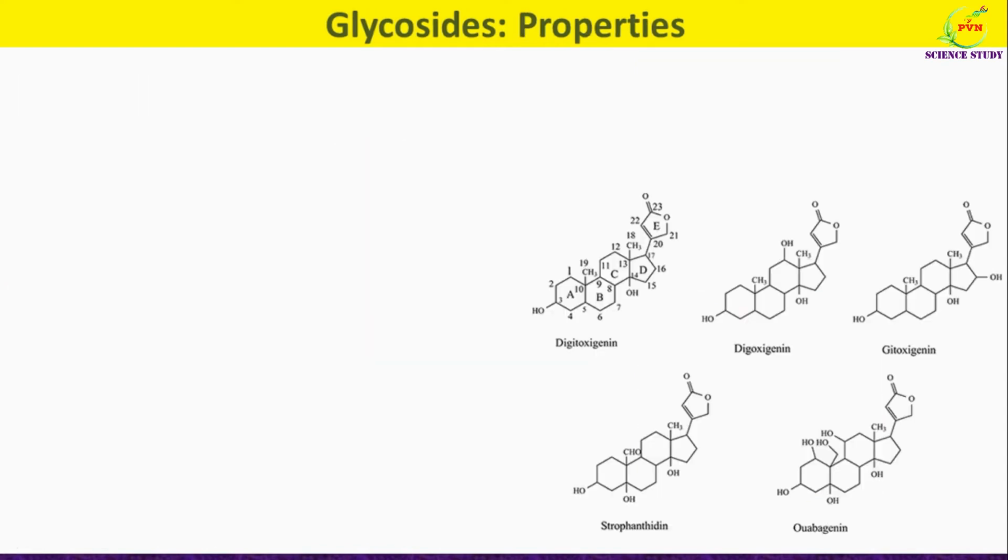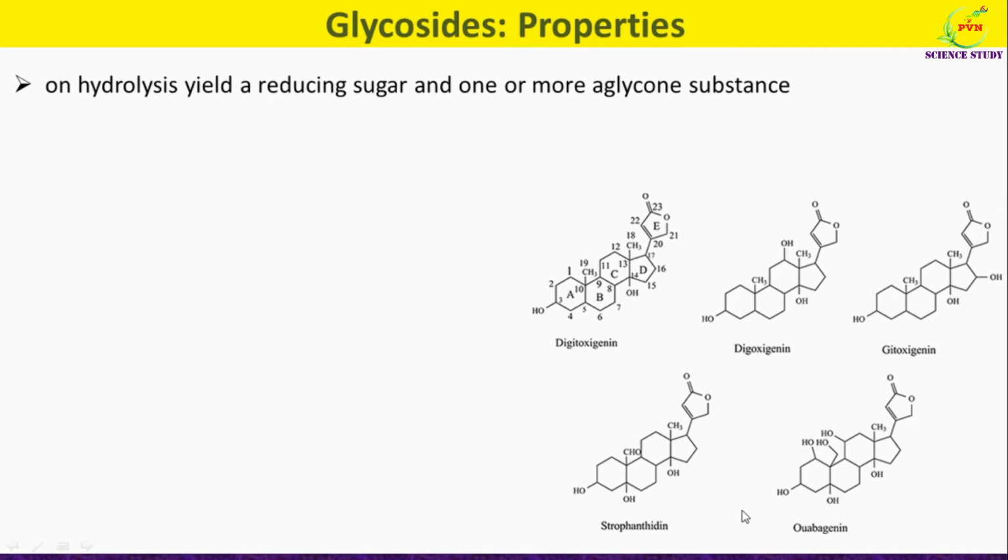Now we will see properties of glycosides. These are structures of some common glycosides. Glycosides on hydrolysis yield a reducing sugar and one or more aglycone substances, because we know that glycoside is made up of these two components. Glycosides are solid, amorphous, non-volatile compounds. Some glycosides possess colors, such as flavonoid glycosides are yellow in color, while anthraquinone glycosides are red or orange in color.